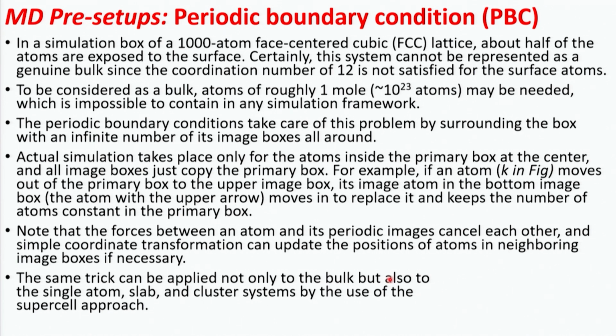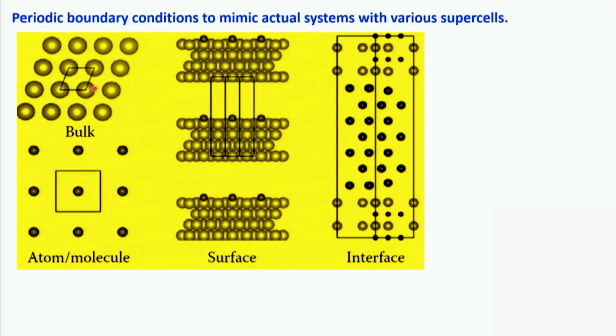The same trick can be applied not only to the bulk but also to a single atom and a cluster system. So not only the bulk, we can also represent a surface or interface by using the periodic boundary condition. Here, this is the bulk, so all the atoms are considered with simple periodic boundary conditions, PBC. But if you have a surface, essentially you have got a gap. So we can take the periodic box something like this.